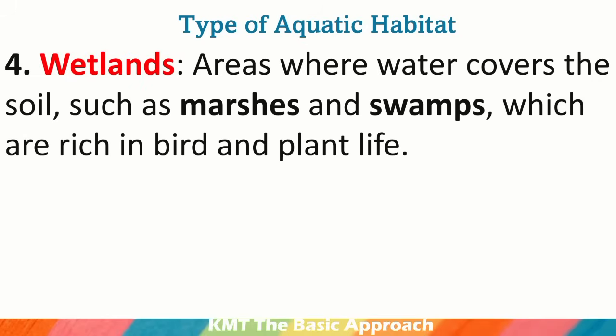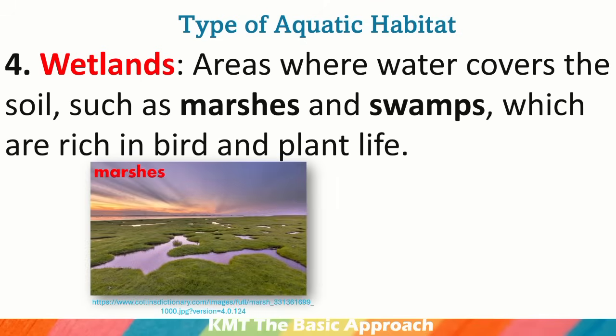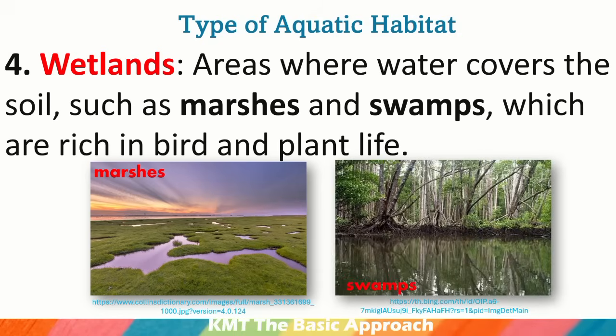Number 4. Wetlands. Areas where water covers the soil such as marshes and swamps, which are rich in bird and plant life. Marshes are typically found near bodies of water such as rivers or lakes and are characterized by the presence of grasses, reeds, and other non-woody plants. On the other hand, swamps are usually located in low-lying areas and are dominated by trees and shrubs.